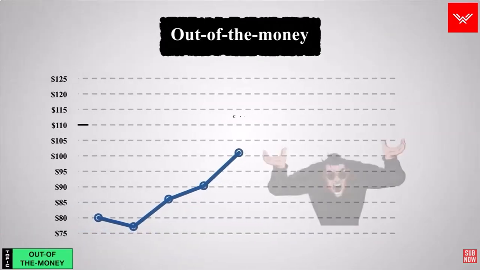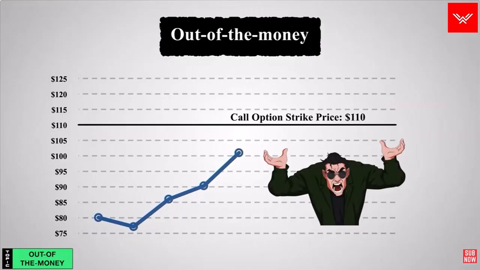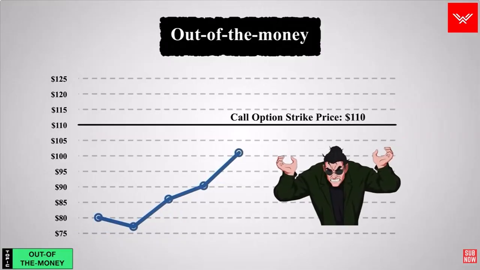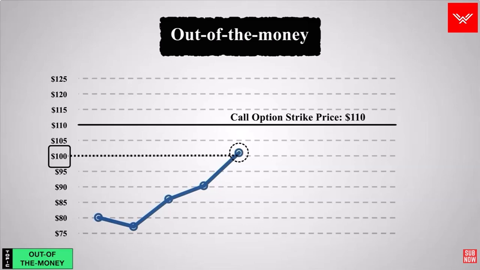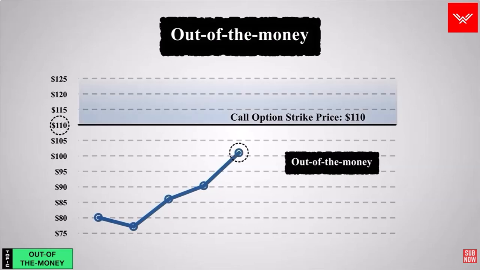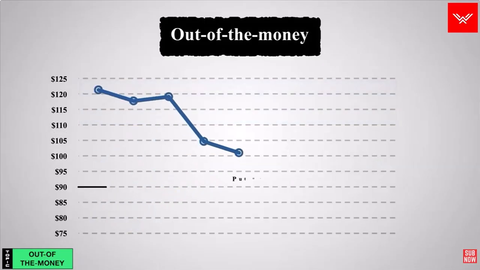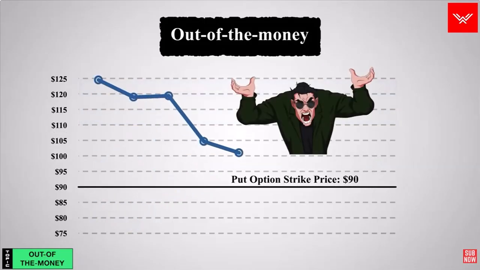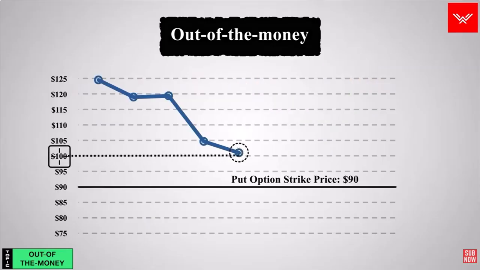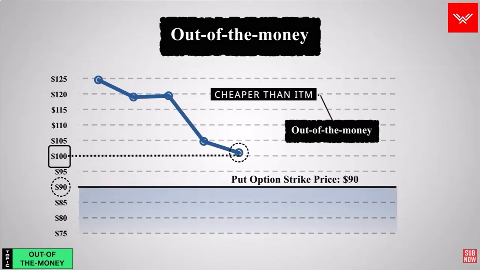Out of the money. This is when you own a call option and the strike price is above current market price. So if the stock is at $100 and your call option has a strike price of $110, it is out of the money. In contrast, when you own a put option, the strike price is below current market price. So if the stock is at $100, your put option has a strike price of $90, meaning it is out of the money. Out of the money options are less expensive than in the money options.